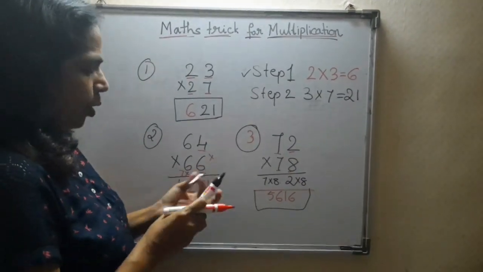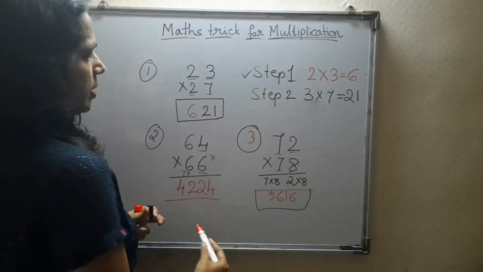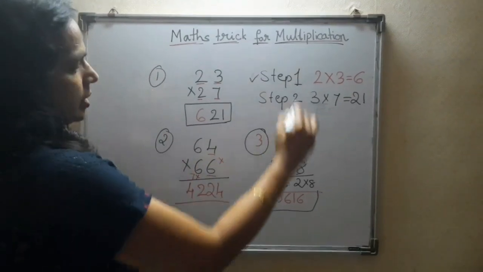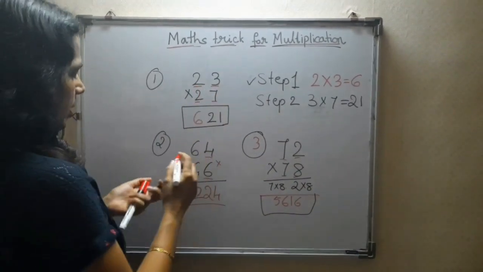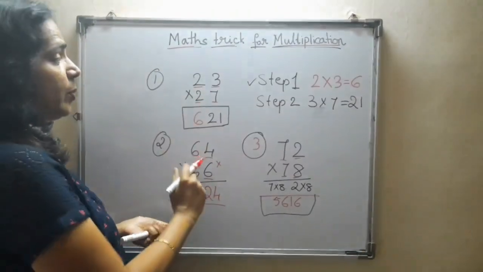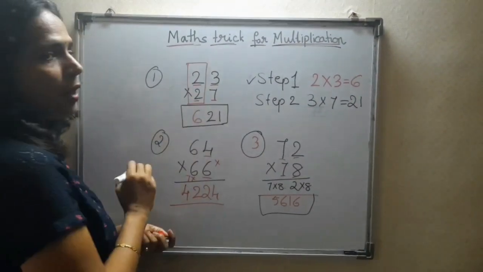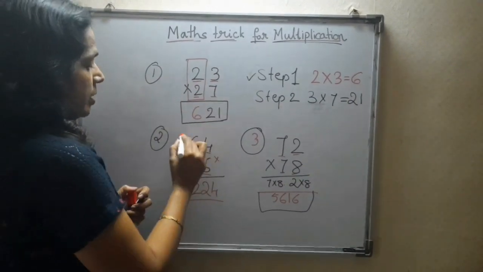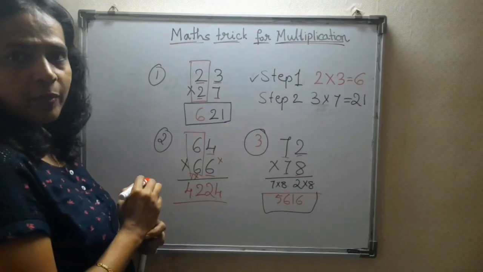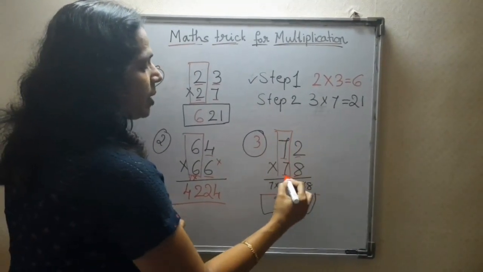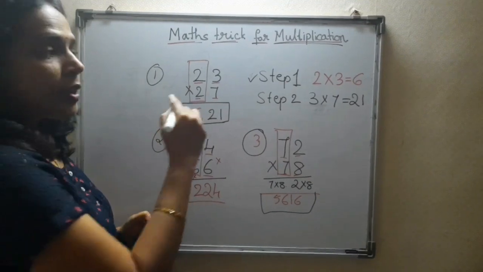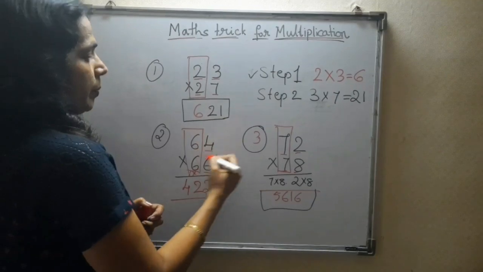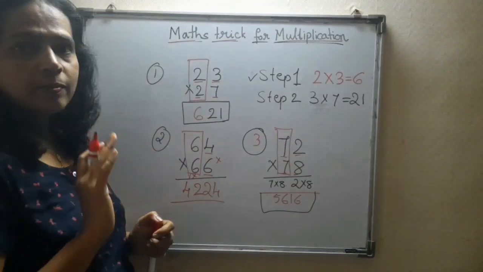Now, as I told you before, you can see all these 3 examples. If I ask you to observe all 3 examples, you can see both numbers have the same tens place. In this case, both numbers have 7 and 7. So this trick is possible only when both the numbers have the same tens digit.